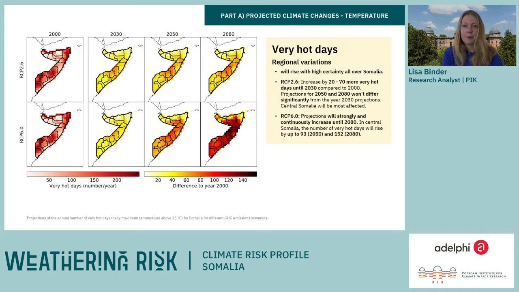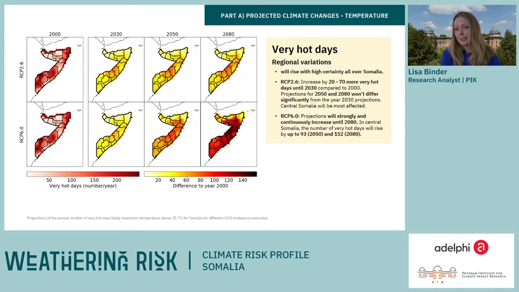In line with rising mean annual temperatures, the annual number of very hot days that you can see on this plot, defined as the number of days with daily maximum temperatures above 35 degrees, is also projected to rise with high certainty all over Somalia. We can expect this rise under both scenarios, though, as you can see, it will be much stronger under RCP 6, where it will increase by over 100 very hot days in central and southern Somalia until 2080, and might increase by up to 150 more very hot days in the most affected regions.